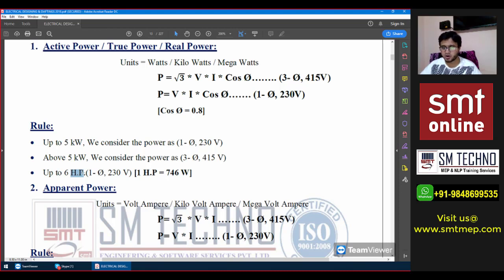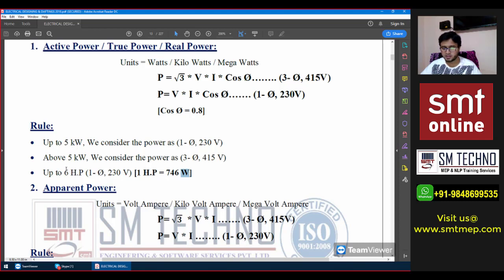What does HP stand for? Horsepower. Usually mechanical equipment is measured in horsepower. 1 horsepower is nothing but 746 watts, because at the end we are getting wattage. Whatever equipment is measured in watts, kilowatts or megawatts comes under active power only. So at the end the HP concept comes down to watts only.